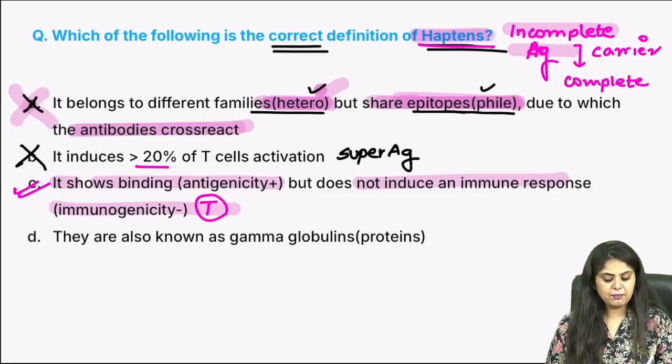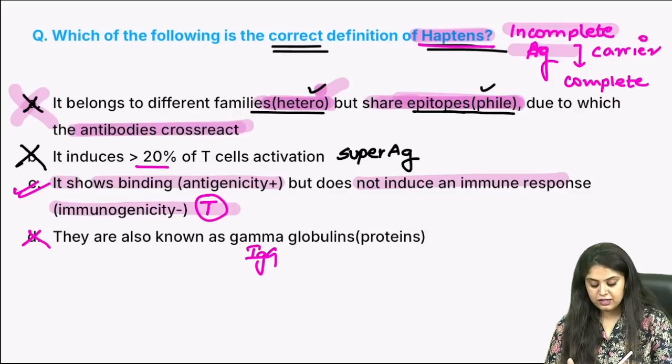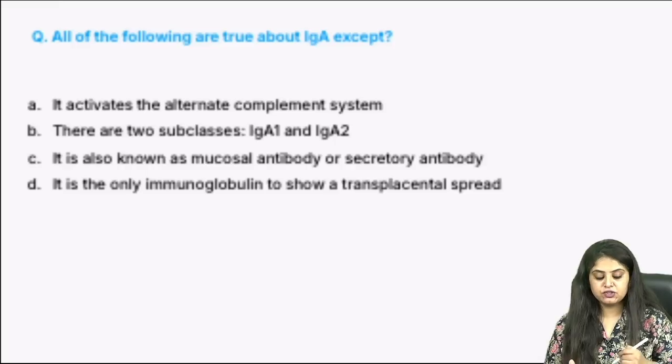What is option 4? Gamma globulin. Totally wrong. Gamma globulins are immunoglobulins, they are not haptens. Of course this is a very, very tough question. Of course you have not studied this in rapid revision, but that's what immunology is. Moving on to the next set of questions, which is an easy one.